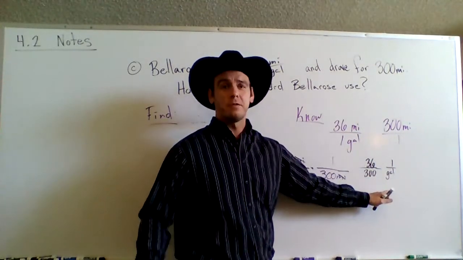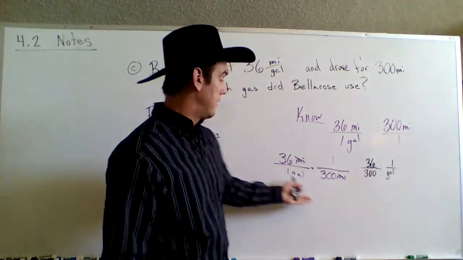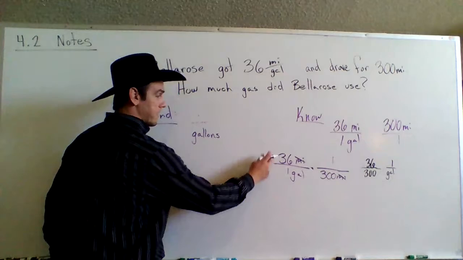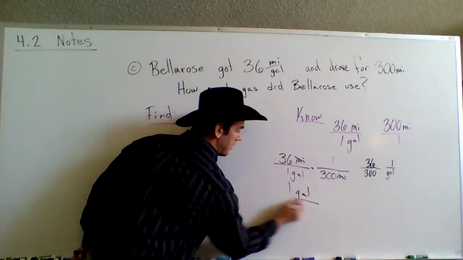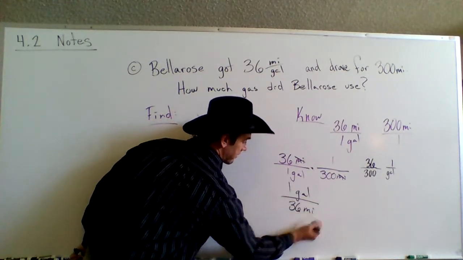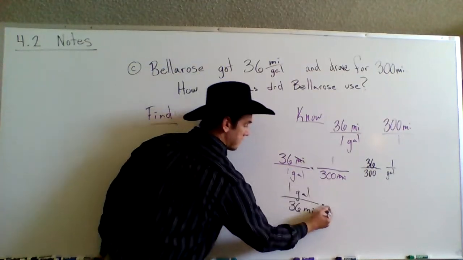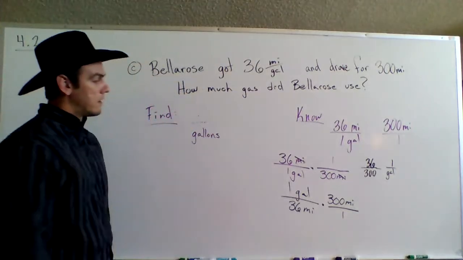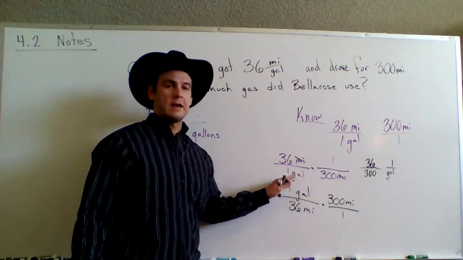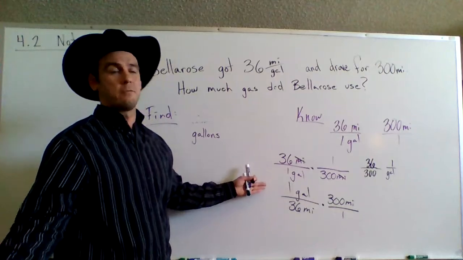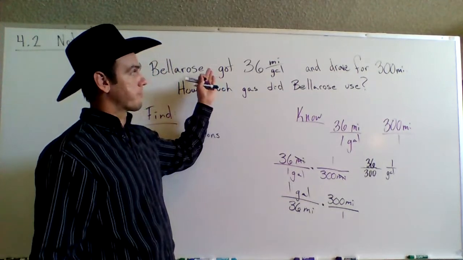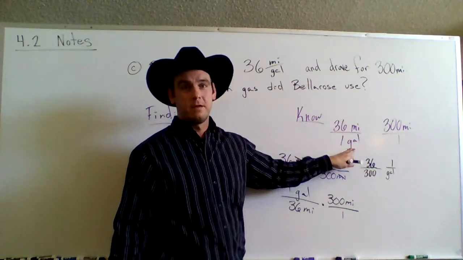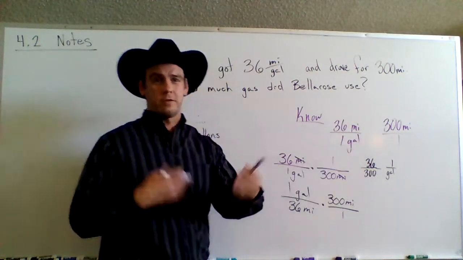So if this ever happens, you did everything correct. You just need to do a little flippity floppity on everything. So this is going to be 1 gallon over 36 miles, times 300 miles over 1. Now guys, part of the reason that we can do this is these are equivalent. We're saying that 36 miles is going to equal 1 gallon of gas. So if they're equal to each other, it doesn't matter which one's on top.